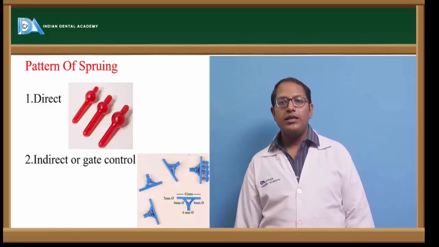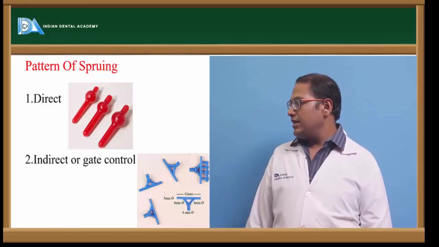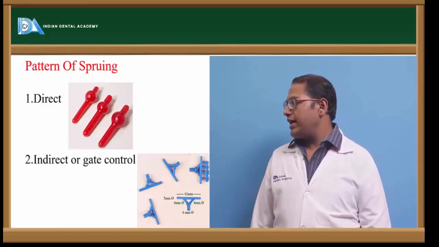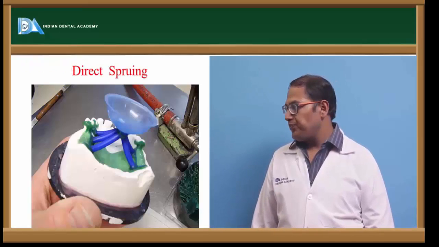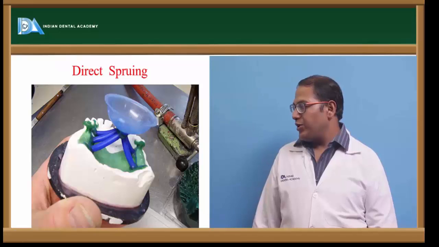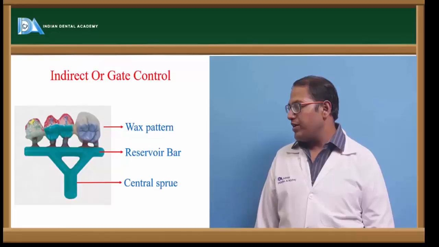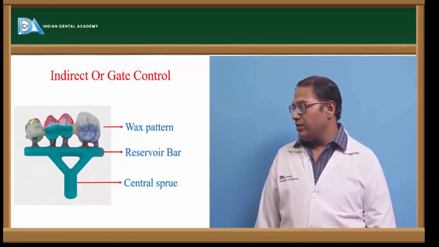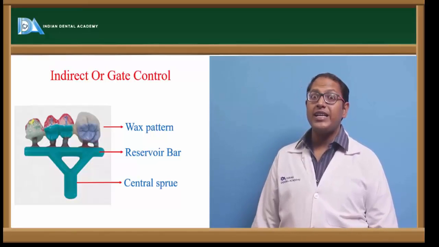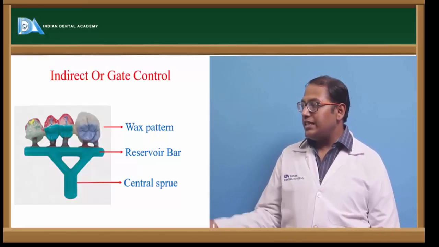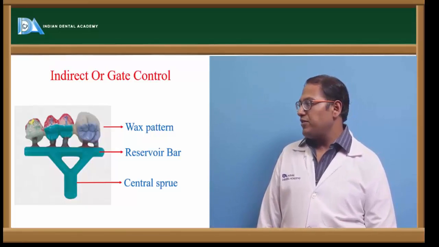Pattern of sprueing: there can be direct, indirect or gate control patterns, like we see here. These are the direct sprueing we can see, and these are indirect or gate control sprueing, where we have a reservoir bar altogether. Now the distance between each wax pattern, how much maximum can we give? The interdistance between the two wax patterns should be 1.5 mm.